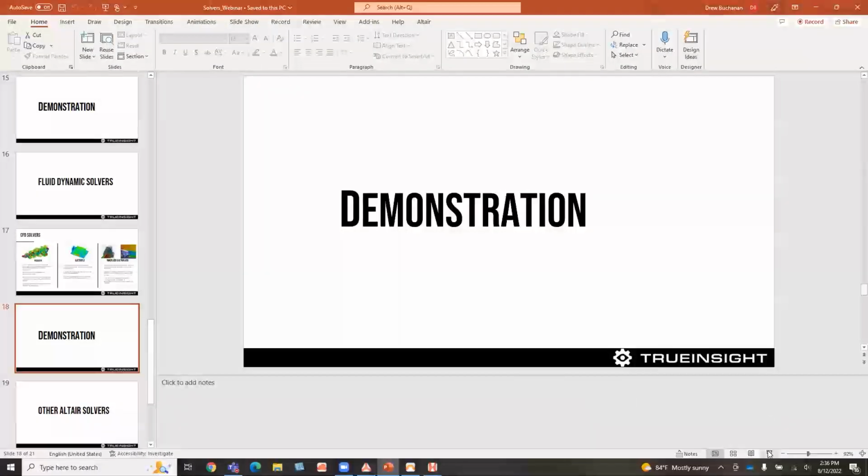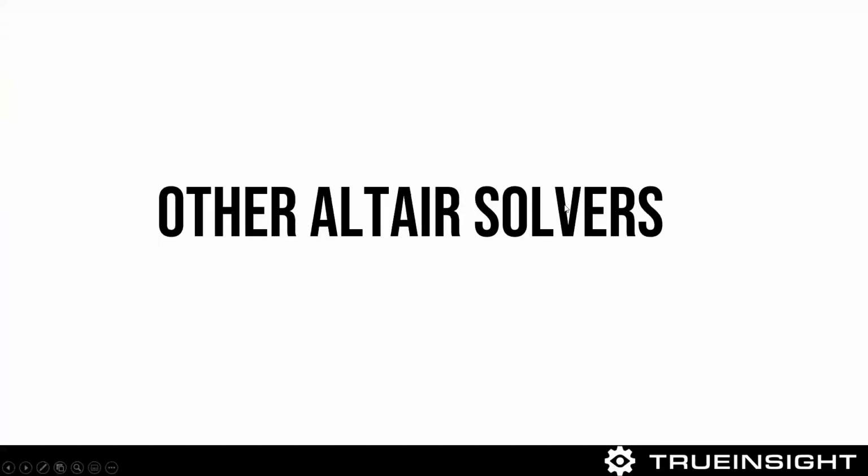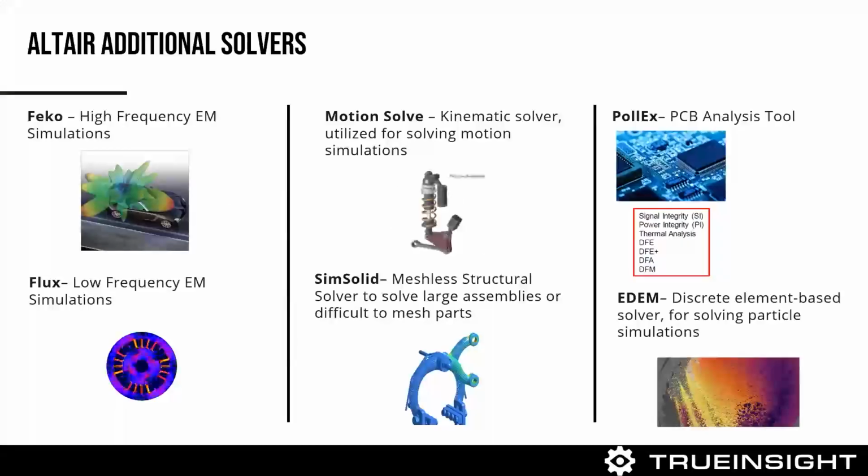Great. I'm going to jump back into my presentation here and speak about some of the other Altair solvers. Across the board, there are a lot of different solvers within the suite. FECO is our high frequency electromagnetic solver. If you remember earlier when I was running through the OPTISTRUCT example, it actually had the FECO interface. So you can mesh within HyperMesh, HyperWorks, and then send that mesh to FECO. Typical things you do in high frequency, if you're designing for any antennas or looking for any type of radiated emissions, that's where you'd use FECO.